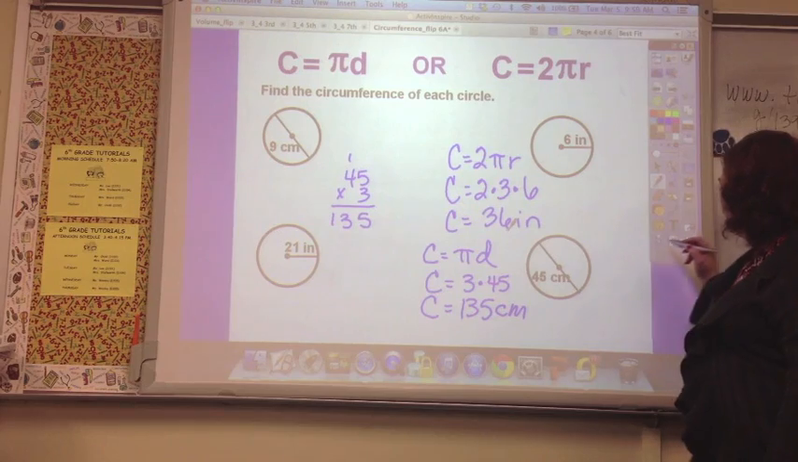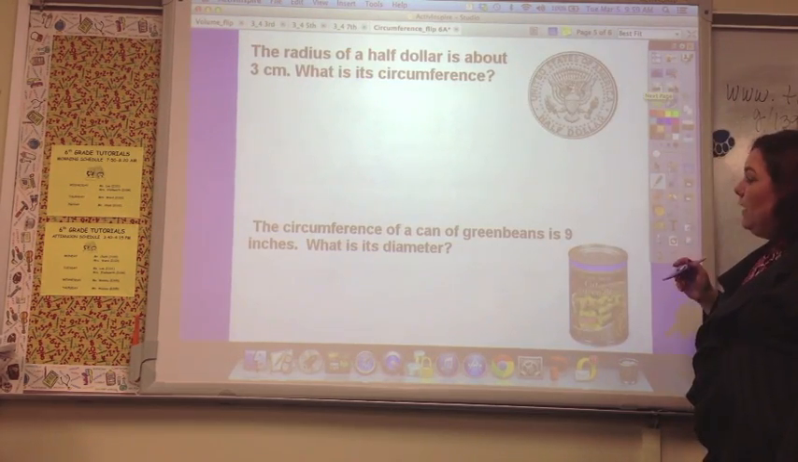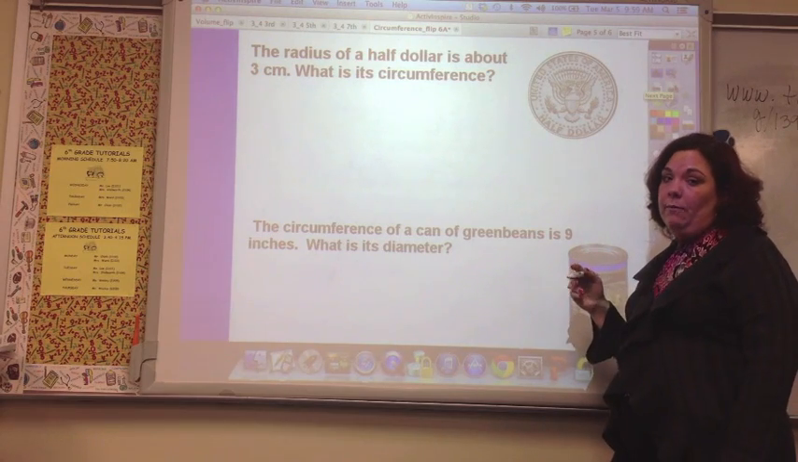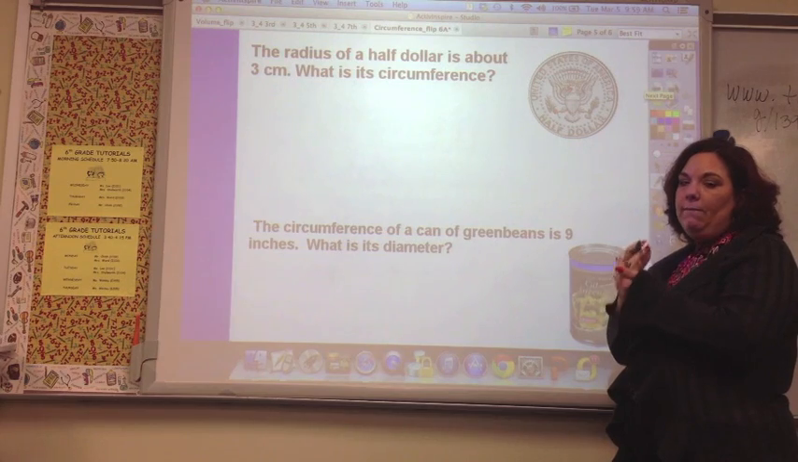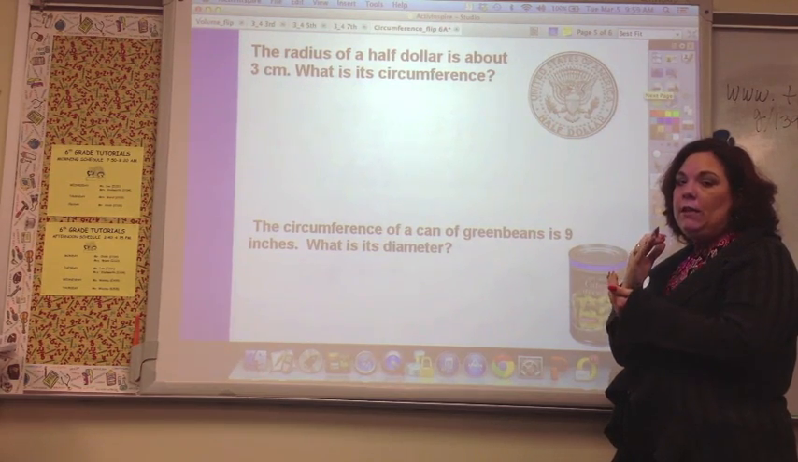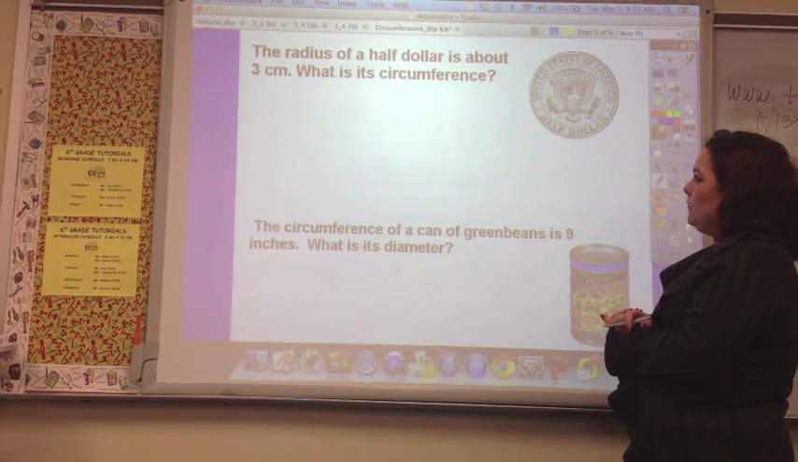Okay, so now you're going to see these in word problems. It's the same thing. You have to identify what you know, what formula you need to use, substitute in, and then find the answer. So the radius of a half dollar is about 3 centimeters.